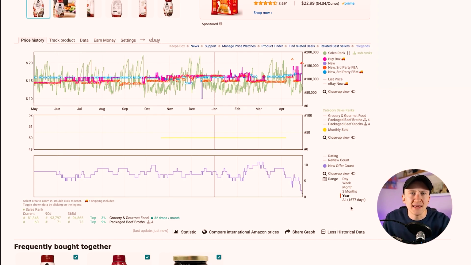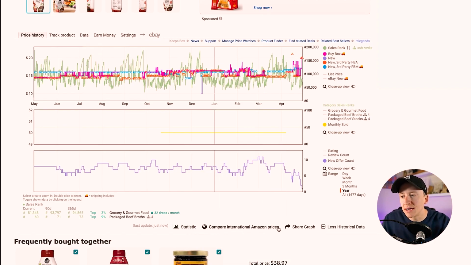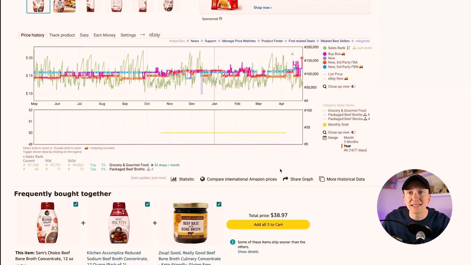That's where you're looking at the all history, which would be helpful if it's available. Now, you also have information down here such as statistics, and you can compare international prices. You can share the graph. You can also click on less historical data, and whenever you do that, the last bottom graph goes away.